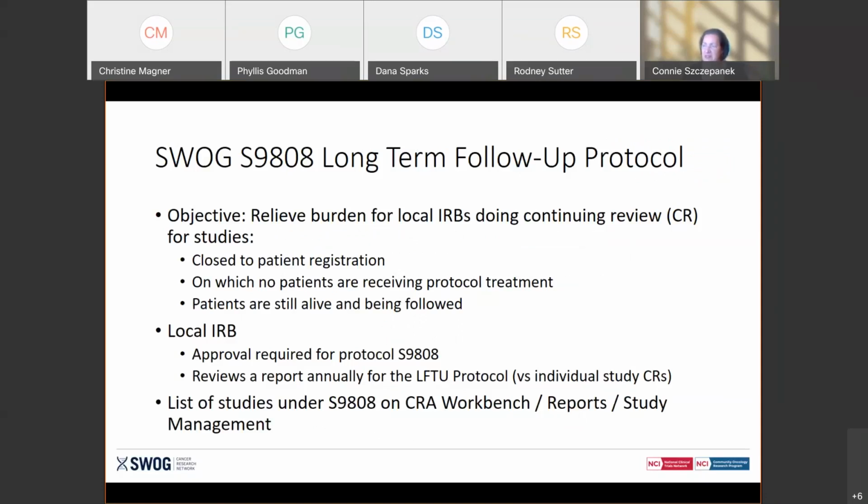But sometimes there are times when studies are not ready to be finally analyzed. The final analysis is not done. We want to leave the door open to still collect data, but we don't need to be doing ongoing, continuous reviews on studies that are close to registration and no one's receiving protocol treatment. So take a look at this. This is a godsend. There's a list of studies that fall under this S9808 on the CRA workbench under reports and study management. Next slide.